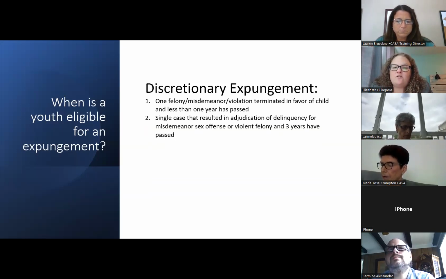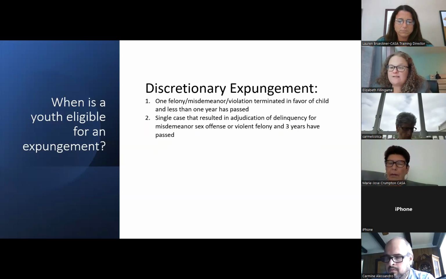A single case that resulted in an adjudication of delinquency for a misdemeanor sex offense or a violent felony, and 3 years have passed. So this is where we really start to get down in the weeds. It's very charge specific and time specific. And when we say 3 years have passed, it is 3 years from when the charge resolved, not 3 years from when the charge occurred.